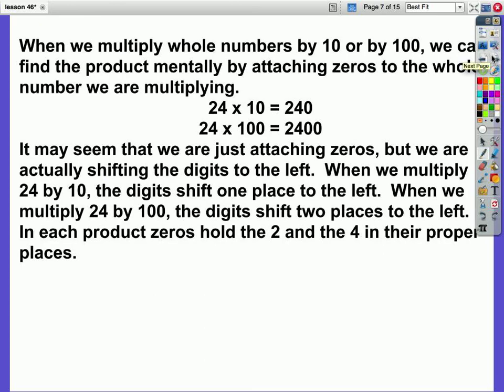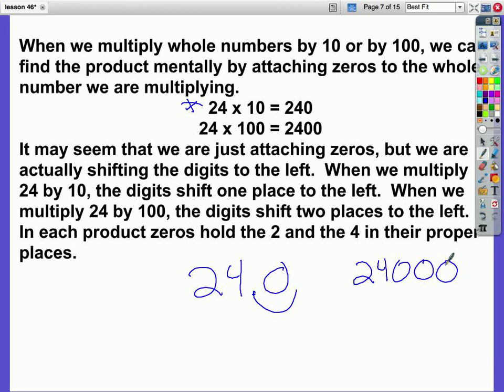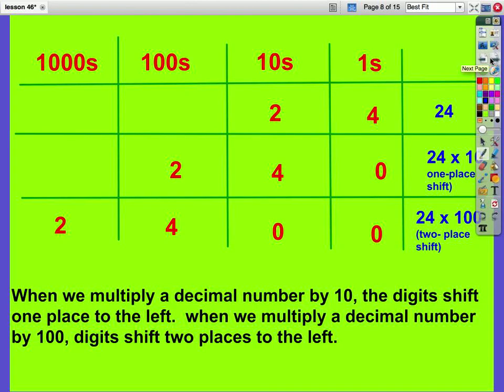Okay. So this is just talking about shifting the decimal place. Remember, if we have a whole number like 24, the decimal point is after it. So if I multiply by 10, I'm really shifting that decimal point over 1, so I can add that 0. I just attach zeros to the end of whole numbers. So if I multiply 24 by 1,000, I can just add 3 zeros to the end of that. Okay, so here's just an example of multiplying by 1, 10, and 100.